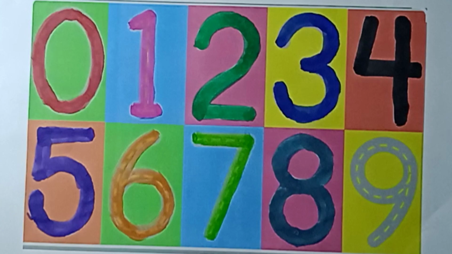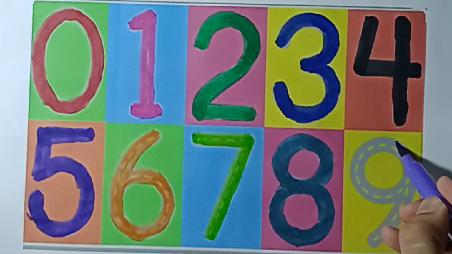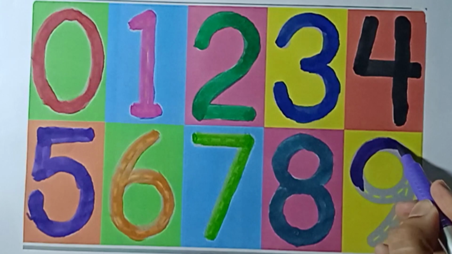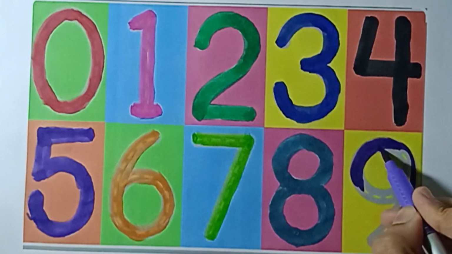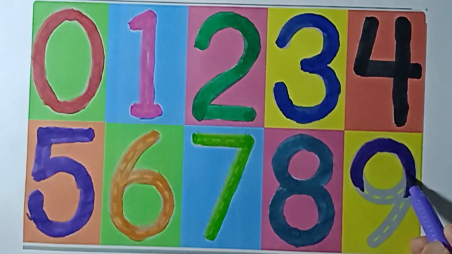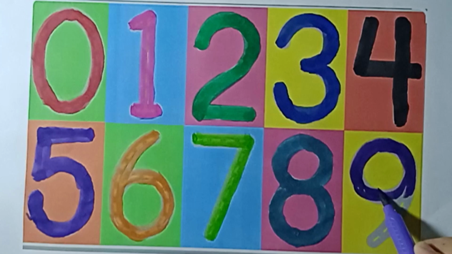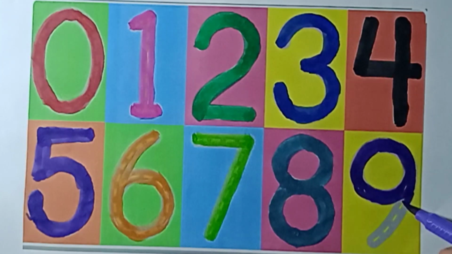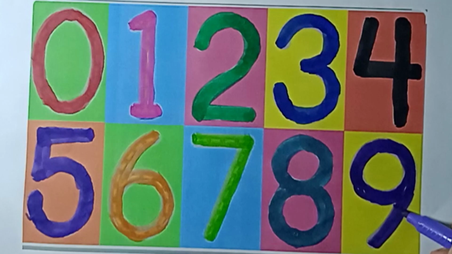Now, next is violet color. 9. Which number is this? It's 9. Which color is this? It's violet color. Well done. Now let's revise.